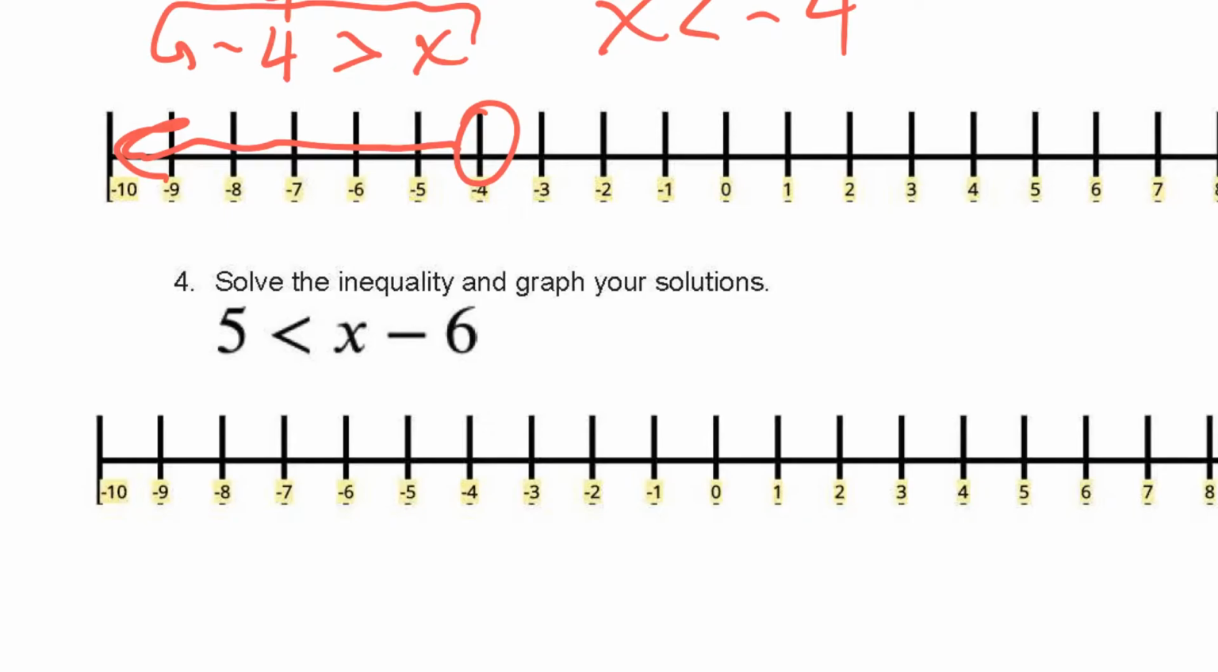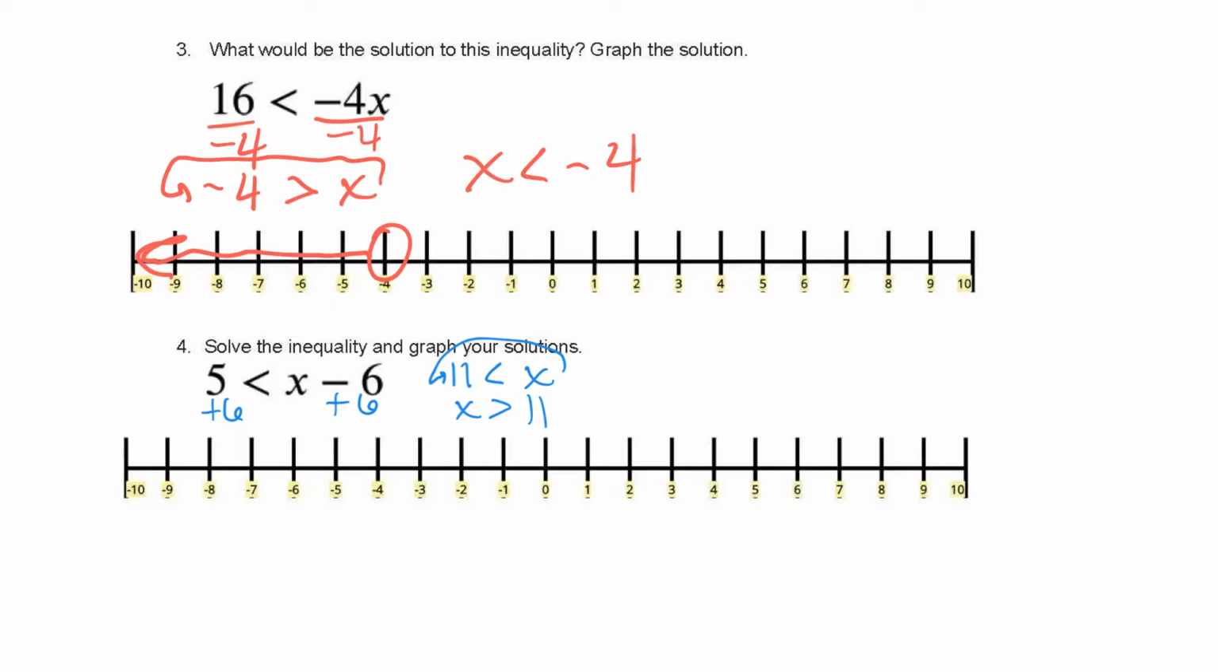Question number 4, solve the inequality and graph your solutions. So I'm going to start by adding 6 to both sides. When I do that, I get 11 is less than x. But because x is on the right-hand side, I need to flip my whole inequality. I'm left with x is greater than 11. If you look, I don't actually have an 11 on my number line, so I'm going to draw it. And then I'm going to draw my open circle and my line pointing towards solutions that are greater than 11.